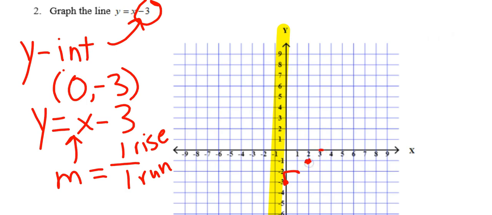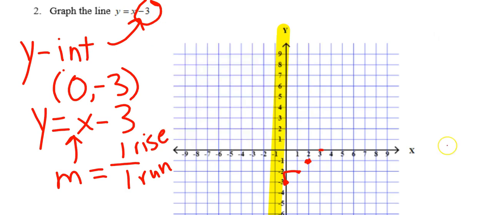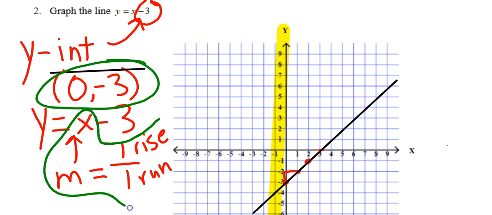Sorry, my stylus isn't the best on this tablet. So then you're going to make your line. I'm going to try to make a better one this time. Make it go through those points. There we go. So now we've graphed a line. Y-intercept (0, 3). Oops. Our y-intercept was (0, -3). And then we used the slope, the value in front of x, 1, to get the rest of the points.